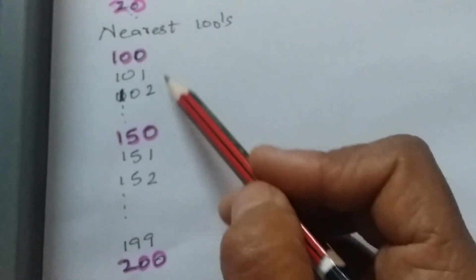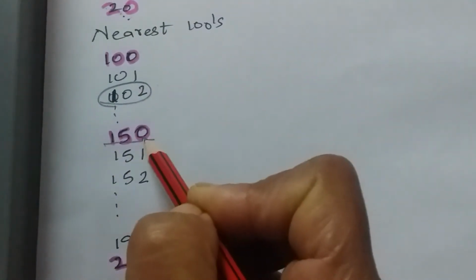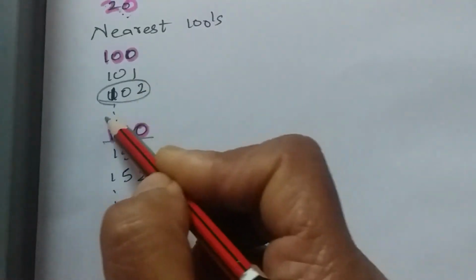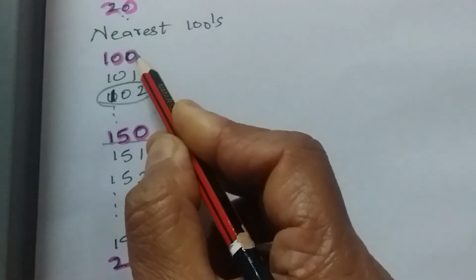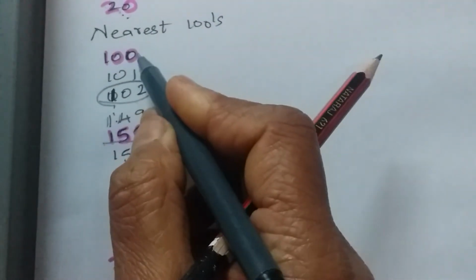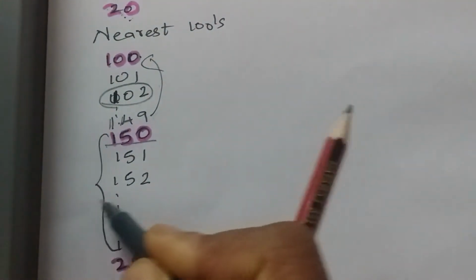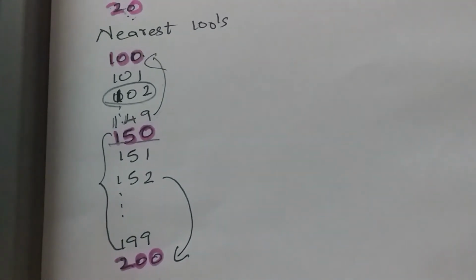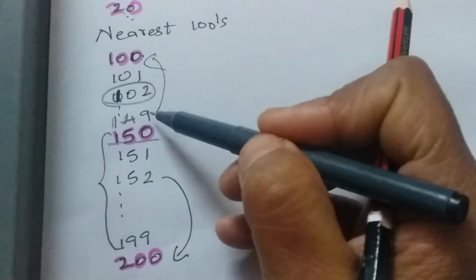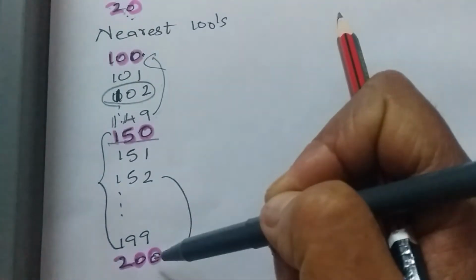Now let's see how to estimate to the nearest hundreds. Suppose you have numbers from 100, 101, 102 up to 200. Now for 102, how is it estimated? The mid value is 150. So below the mid value, all these numbers up to 149 are estimated to 100. From 150 to 199, they are estimated to 200 because they are close to 200. Below 150 is nearest to 100, so estimated to 100. And from 150 upward they are nearest to 200, so they are estimated to 200.